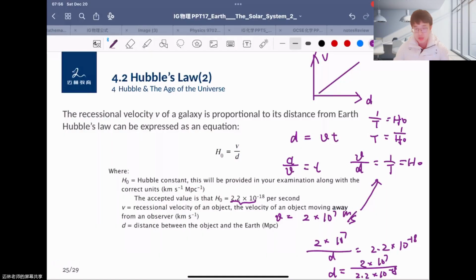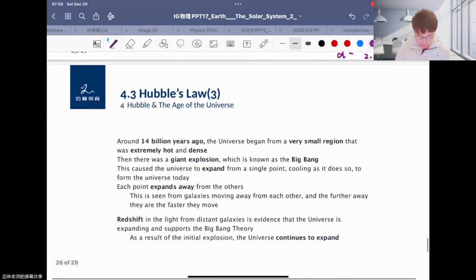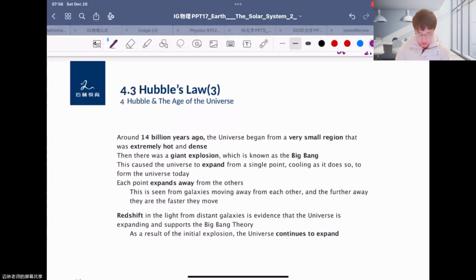So it is the time taken for the Big Bang, or you can also say the age of the universe. Here is about Hubble. You can find three parameters that combine together. Here you can find that giant explosion around 14 billion years ago. So 1 over H0 means just 14 billion years.